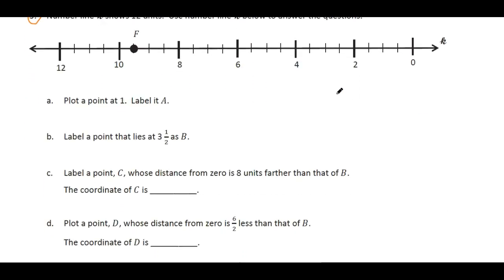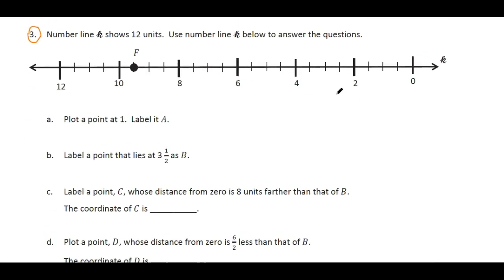Now let's take a look at the next one. As far as looking at how the numbers are in relation to each other, it says right here, number line K. This is a cursive K, which I know is foreign to you, but that's what we still use. It shows 12 units, 0 all the way to 12. Use the number line to best answer the questions.